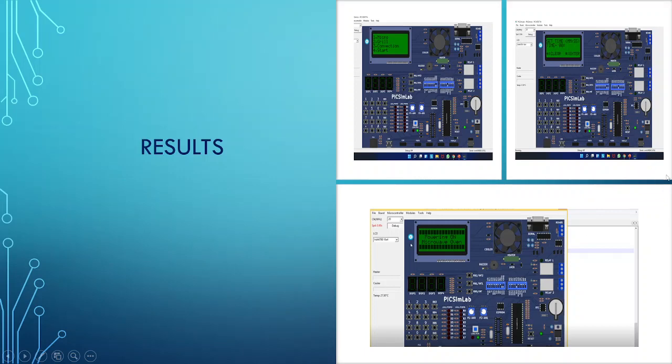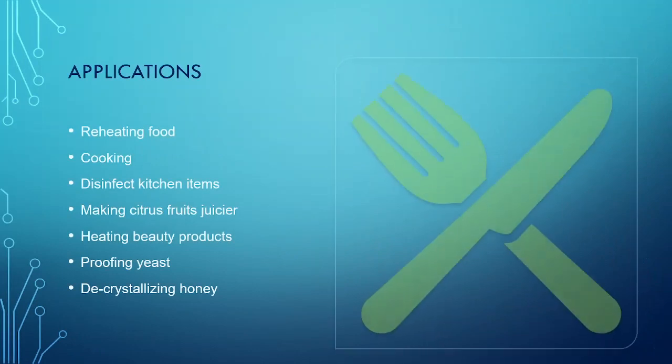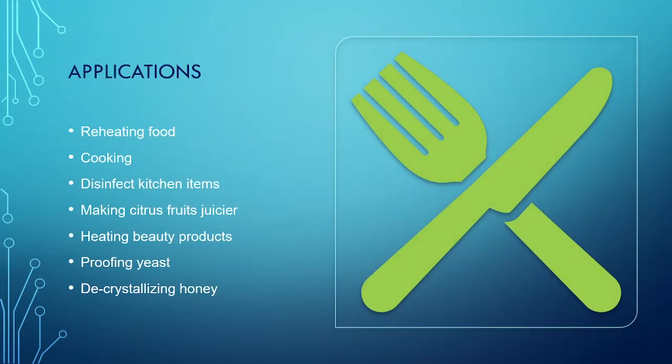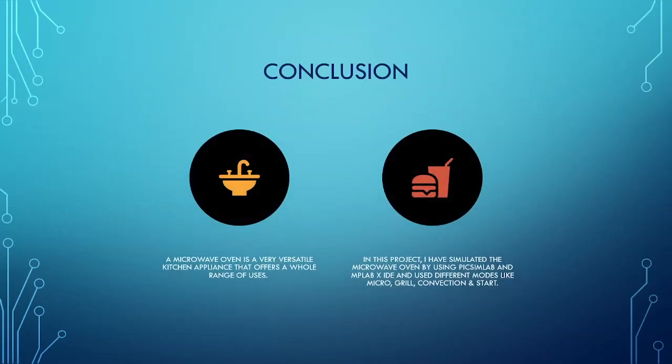Now we will see where we can use this. Definitely a microwave oven. We have built our microwave oven using the embedded C language and different simulation software. So what are the applications of this? We can use this in reheating food and in cooking. We can use this in disinfecting kitchen items, making citrus fruits juicier, heating beauty products, perfume, yeast, and decrystallizing honey.